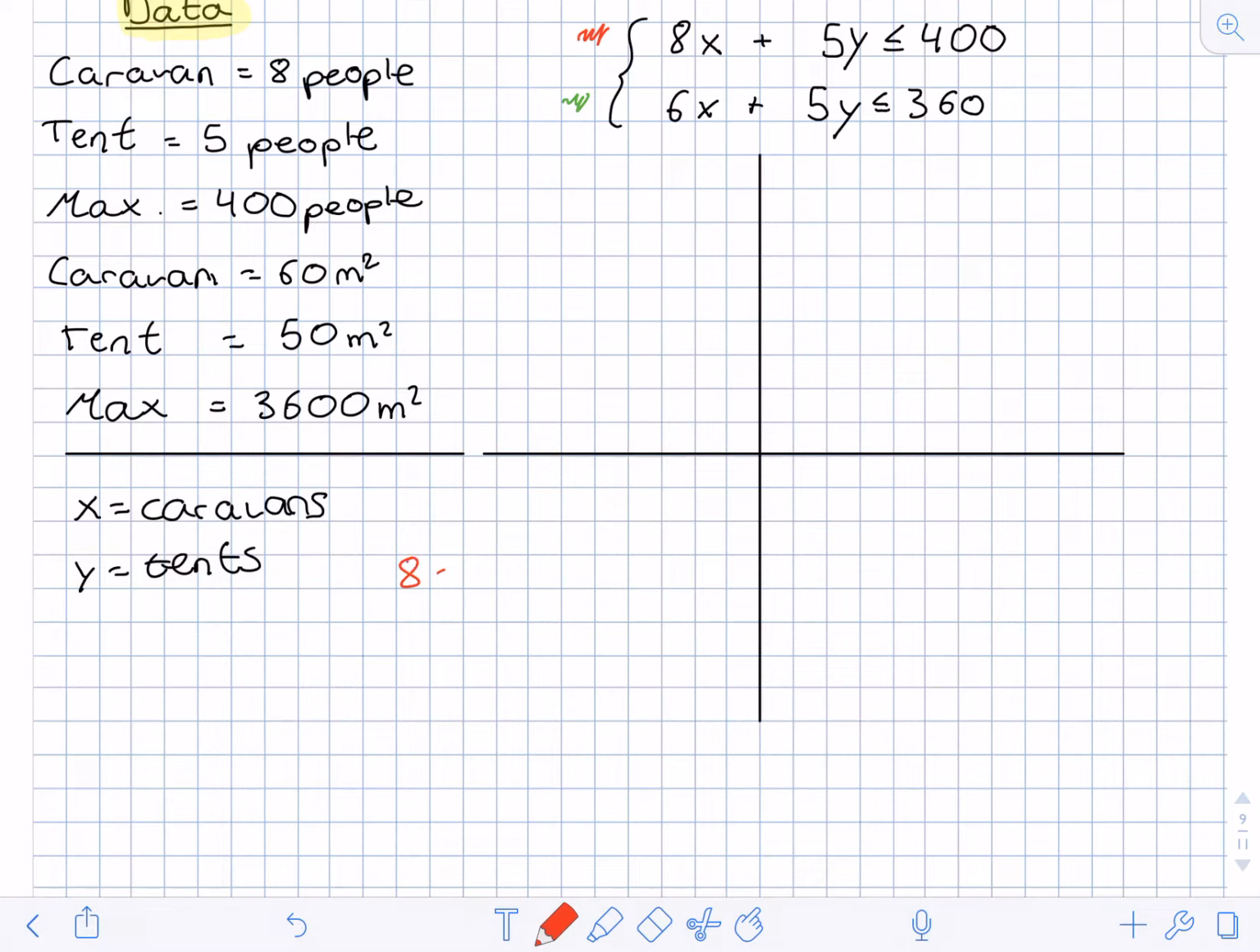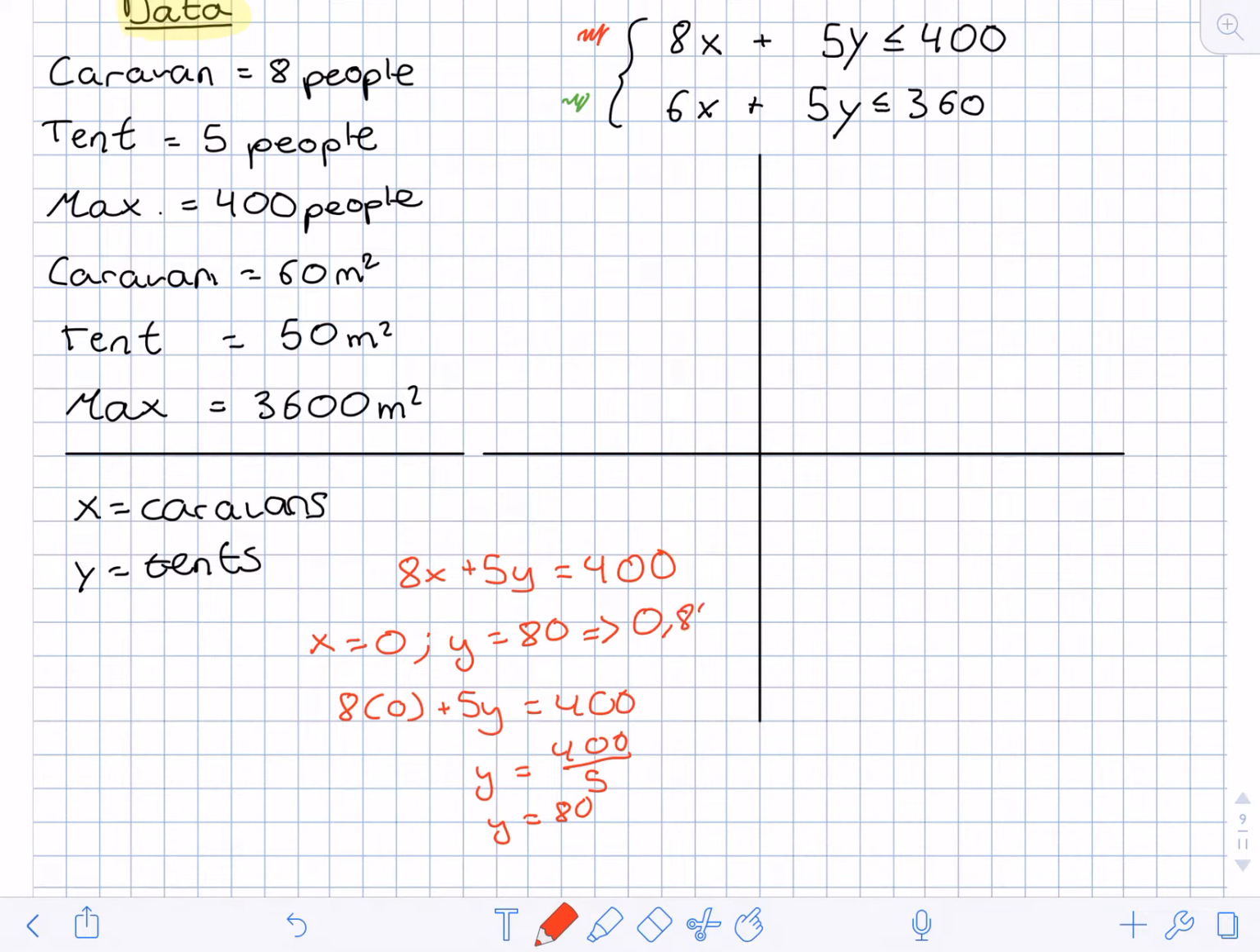I'll rewrite down the equation here. So we have 8x plus 5y is less or equal than 400, and we're going to transform this into an equal sign, because to get points we need an equal, basically. So when x is equal to 0, y is going to be equal to what? We have 8 times 0 plus 5y is equal to 400. So y is equal to 400 divided by 5, so y is equal to 80. So the point we have here is 0, 80.